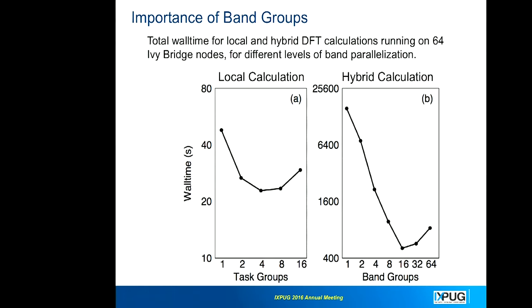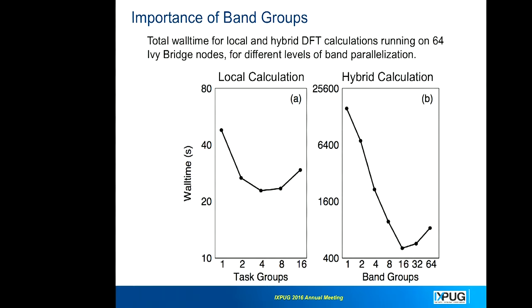And the choice of parallelization scheme matters a great deal in getting good performance across large numbers of nodes. So what I'm showing you here is a calculation on 64 water molecules with a constant number of 64 nodes. But then I'm just changing the number of task groups or band groups that I use. So on the left, I've got a calculation using just a semi-local DFT functional. On the right is a calculation with a hybrid DFT functional. And what you can see is that when you're using the semi-local functional, task groups matter a fair bit.